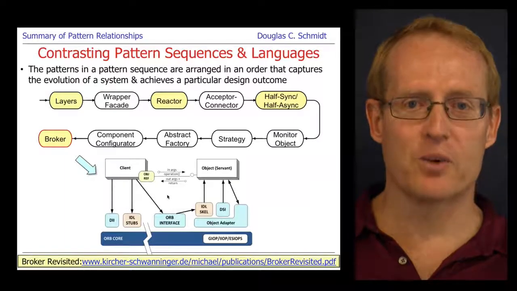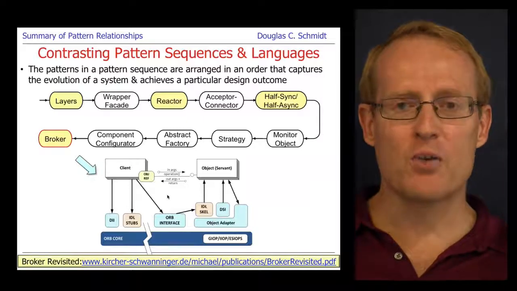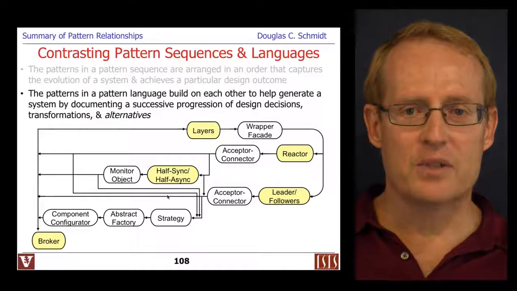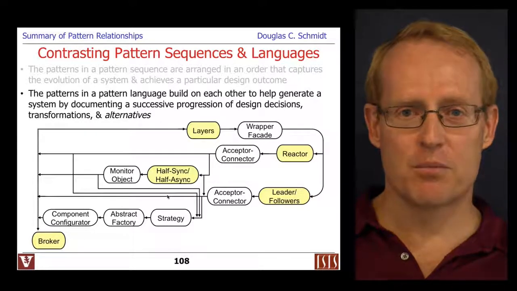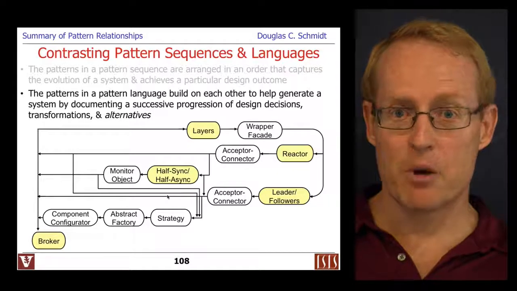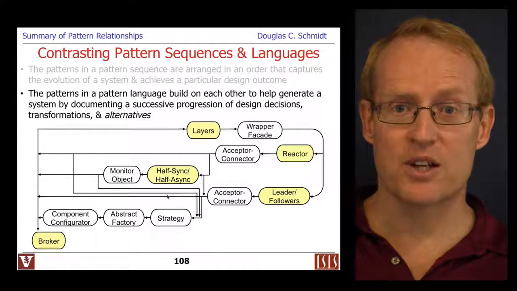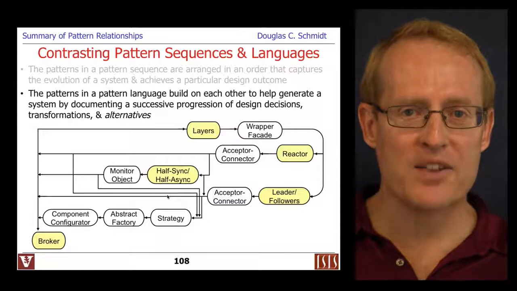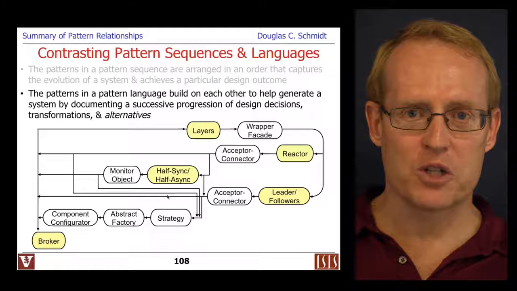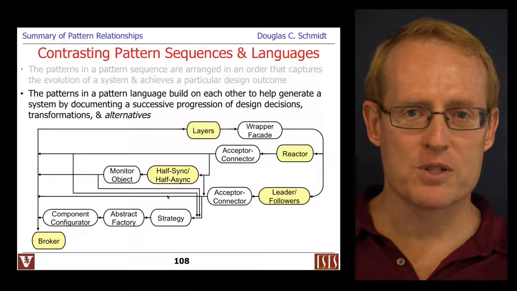So to see how we can get around that particular problem of point design solutions, let's talk about pattern languages. A pattern language provides a set of patterns that build on each other to help document the successive progression of design decisions, transformations, and most importantly, for the context of this discussion, alternative paths through the design space. This is one of the key areas where a pattern language goes beyond a mere pattern sequence.